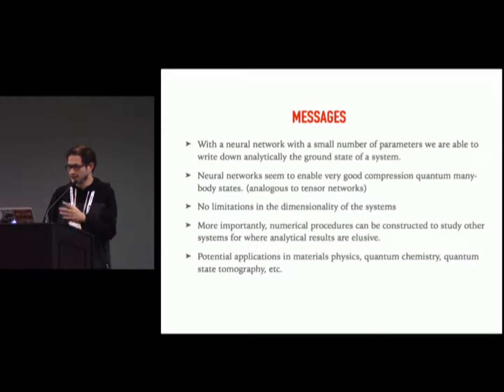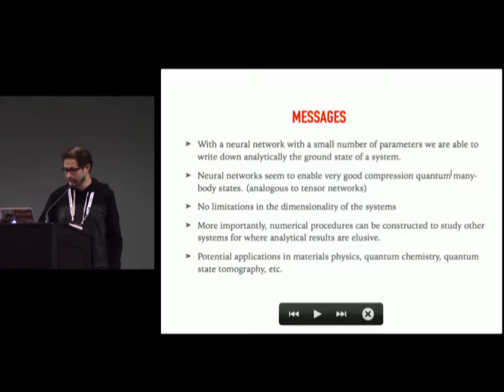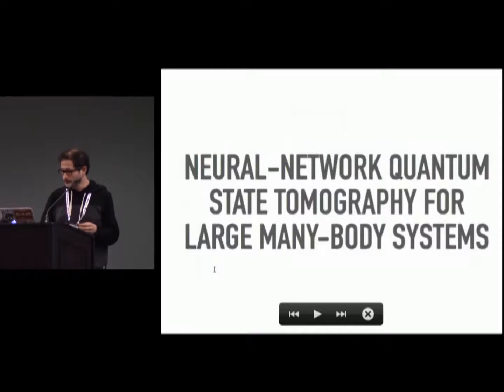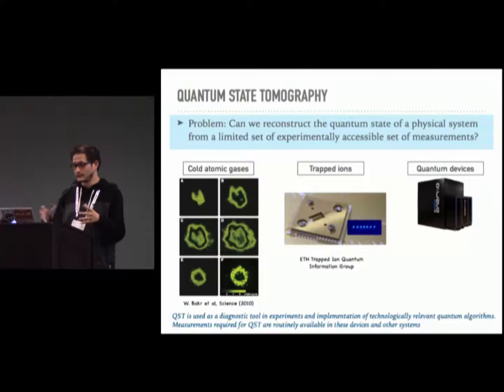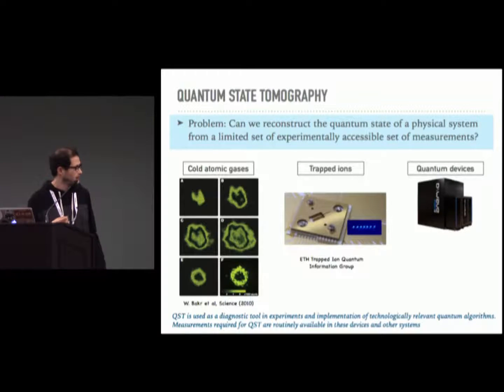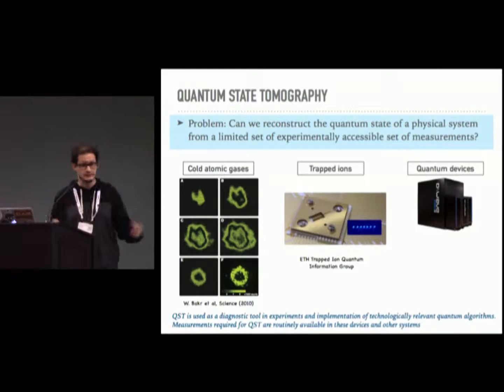So let me give you one example out of this list. Among the potential applications, I will tell you the one about quantum state tomography. This is more recent. So what's quantum state tomography? The problem is, can we reconstruct the quantum state of a physical system from a limited set of experimentally accessible measurements? This is a very important question because these measurements are available in experiments, for instance in cold atoms, trapped ions, and even quantum devices such as D-Wave, for which you can get these snapshots or measurements.